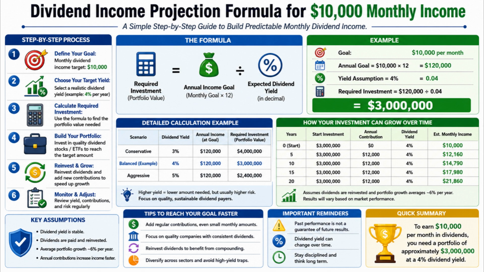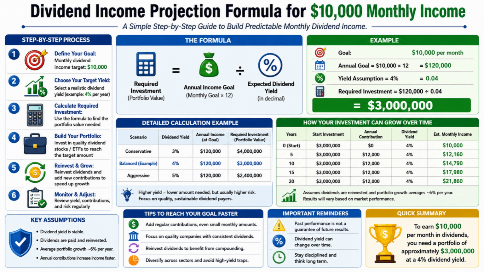For example, the infographic shows a projection based on a starting investment of $3 million, a 4% dividend yield, reinvested dividends, and an average portfolio growth assumption of around 6% per year. At the starting point, the estimated monthly income is $10,000. After 5 years, it may grow to about $12,160 per month. After 10 years, it may reach about $14,790 per month. After 15 years, it may increase to around $17,980 per month, and after 20 years, it may grow to about $21,860 per month. Moreover, this projection shows why long-term investing and discipline are important.